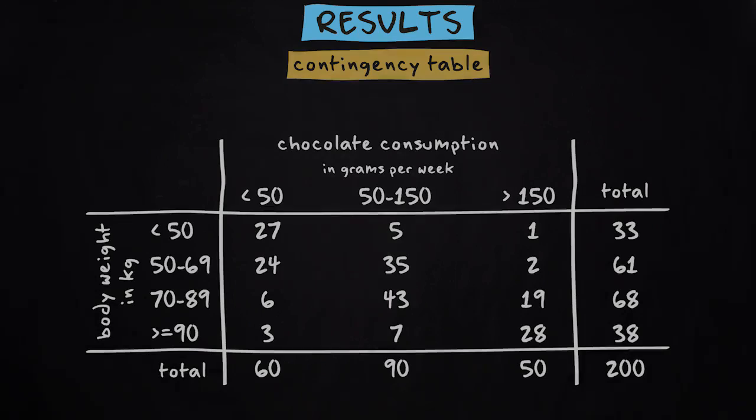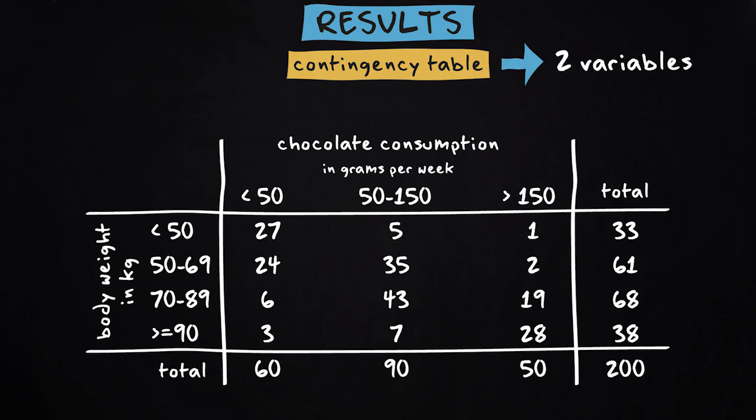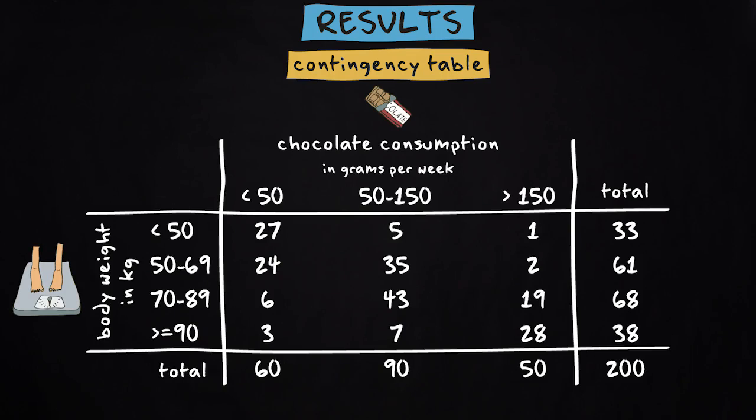Here are the results. What you see here is a contingency table. A contingency table enables you to display the relationship between two ordinal or nominal variables. It is similar to a frequency table, but the major difference is that a frequency table always concerns only one variable, whereas a contingency table concerns two variables. In our study we have two variables, body weight and chocolate consumption.